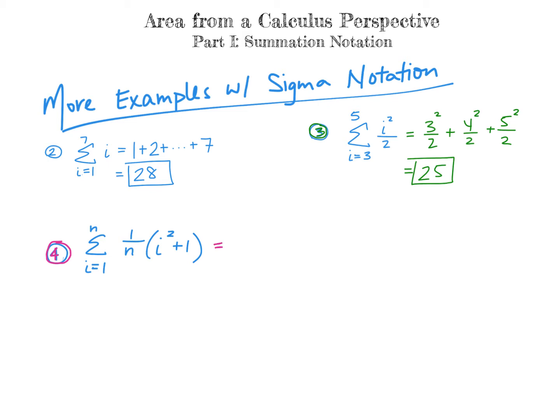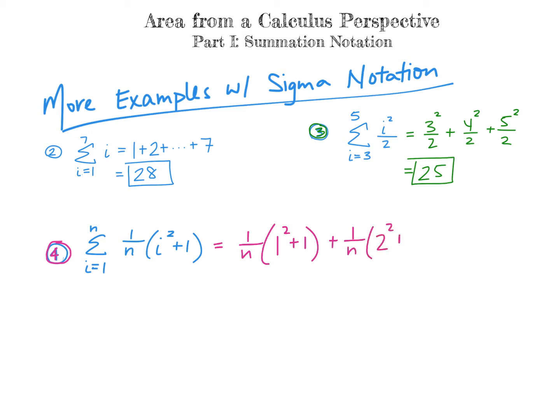We need to start by plugging in 1 for i. So our first term is going to look like this, 1 over n, and then plugging in 1 for i. So we'll have 1 squared plus 1. I'm not going to simplify it at all. That is sufficient. Then our next term is plugging in 2.